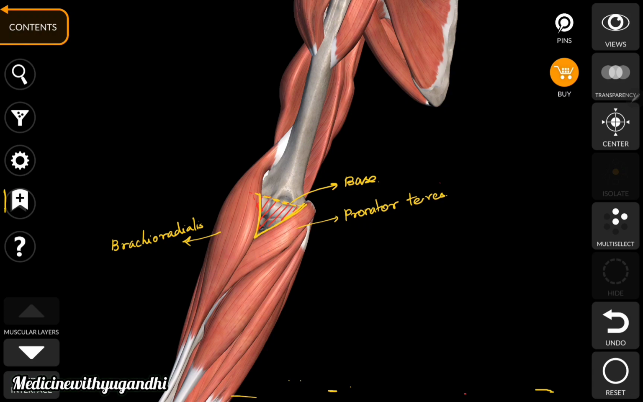Then coming to the apex. Here you could see the apex of the cubital fossa. Actually, it is formed by the meeting point of the lateral boundary as well as the medial boundary. This apex of the cubital fossa is formed by the meeting point of the lateral border of the pronator teres with the medial border of the brachioradialis.